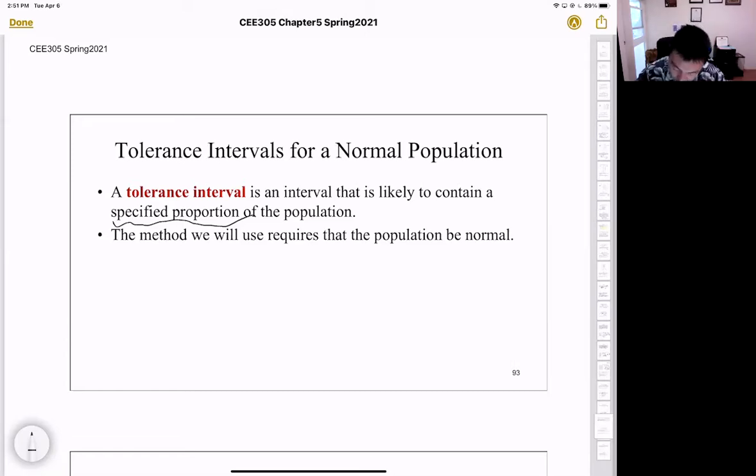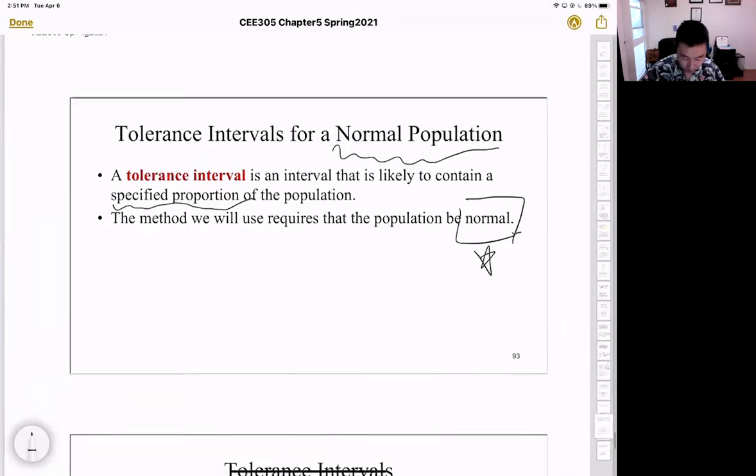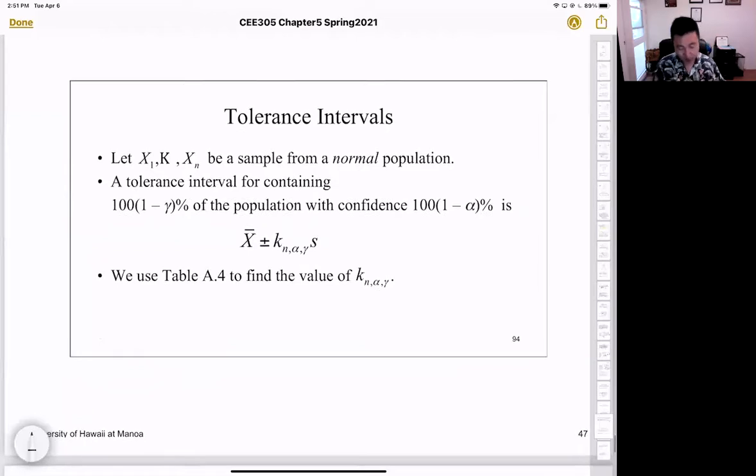The condition also specifies it has to follow a normal population. Okay, so this is important. And here is the equation for tolerance intervals. So x1 to xn, a sample from a normal population. For tolerance interval, here is 100 times 1 minus gamma percent.